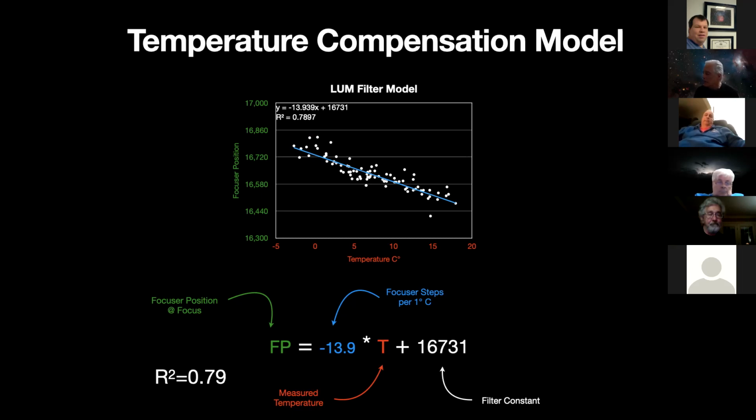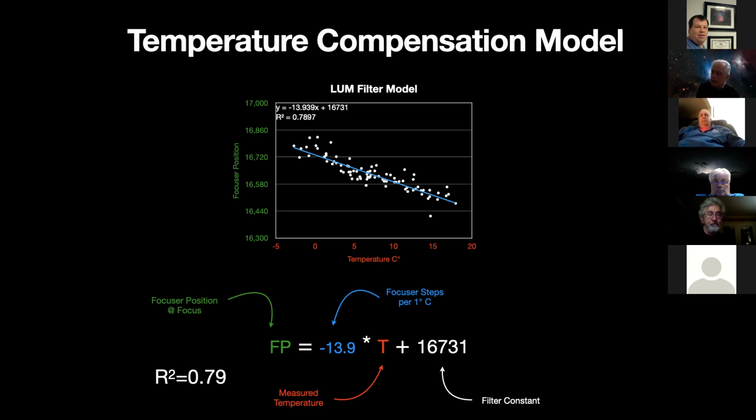And for the luminance filter, 16,731 focuser steps is the filter constant. Whenever I go to the luminance filter, I plug that number in at temperature 0, and that should be perfectly in focus. You'll see the R-squared number has come up to around the number I showed you earlier, 0.79. What I'm looking for is for this to converge, and as I add more and more data, these numbers don't change because the linear fit is starting to be stable.